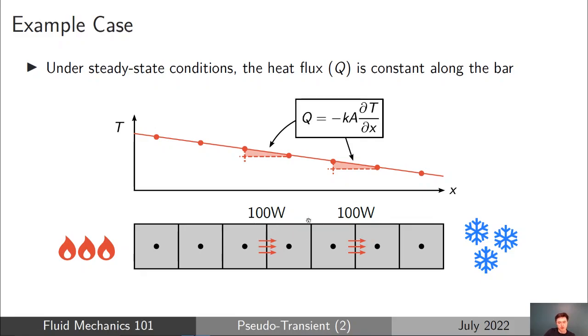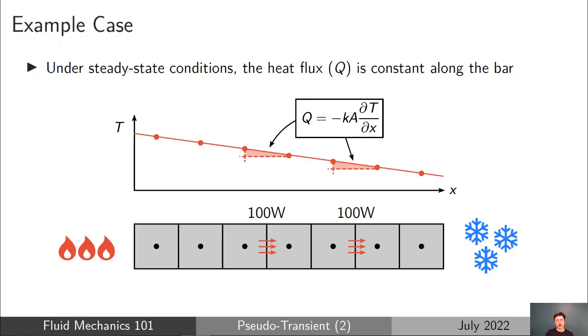As we move from cell to cell, the temperature gradient is constant along the bar and the material properties are constant. So in this example, we've just got 100 watts of heat going across all of the cells of the bar, and the net effect will be 100 watts of heat transferred from the left end to the right end. And this is under steady state conditions.